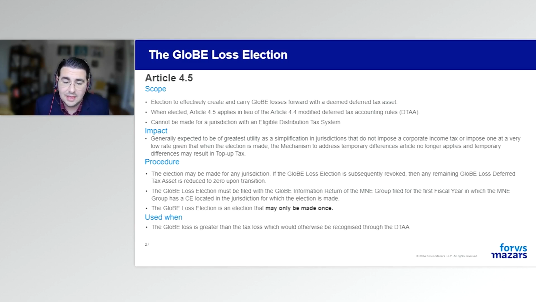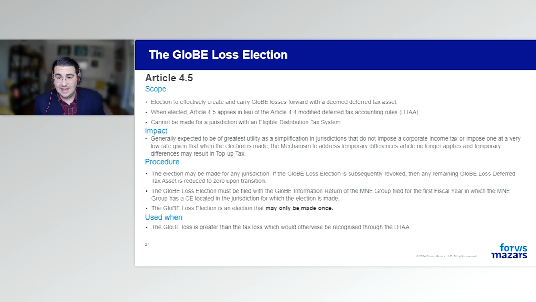But if you do make it and you decide you have cold feet on moving forward with it, you could always revoke it. In such a case, any GloBE loss DTA must be reduced to zero, and certain true-up recapture adjustments will be effectuated in that year where you revoke it. So that's one thing to think about as well.